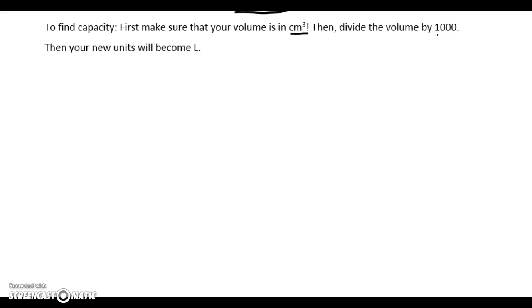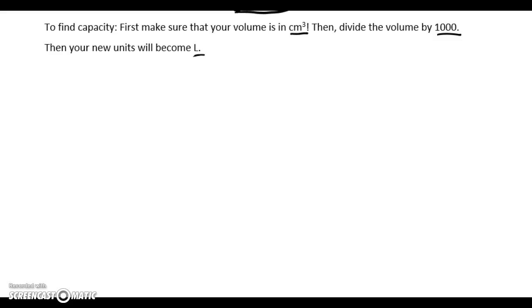Say if you're working with meters, you don't want to be working with meters cubed. It's a gross type of conversion. It is possible, I would just not recommend it, okay? So first make sure that you're working with centimeters cubed, and then all you do is divide that volume by 1,000. Then your units become liters.